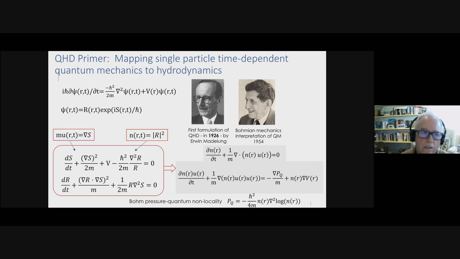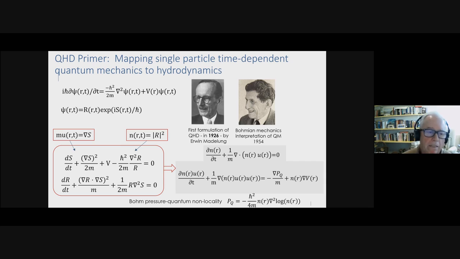So here's a quantum hydrodynamic primer. Let's start off with the Schrodinger equation, and let's just make an ansatz for the solution, which is some amplitude, capital R, and then an exponential of a phase factor. You take that ansatz and you just substitute it into the Schrodinger equation. What you get are a couple of equations. The first equation looks a little reminiscent of the Hamilton-Jacobi equations.